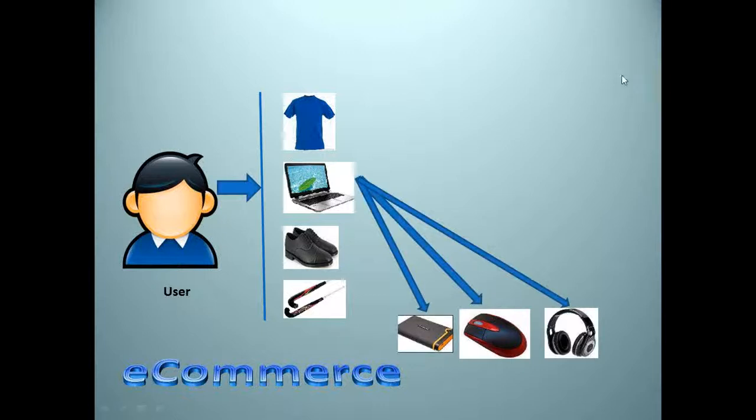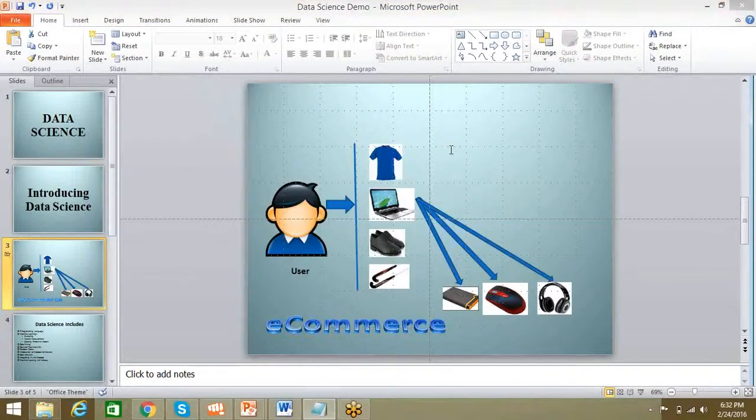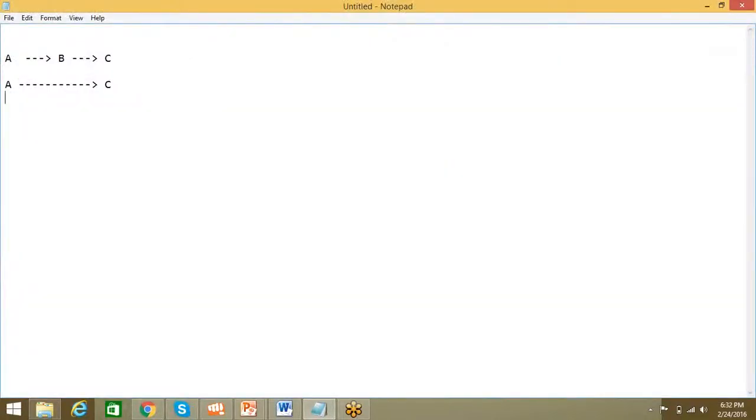Okay, so this process of making some kind of recommendations is termed data science. You are looking at some particular data, you are analyzing it, and you are trying to predict something from that data. This process or procedure is called data science. Got it?